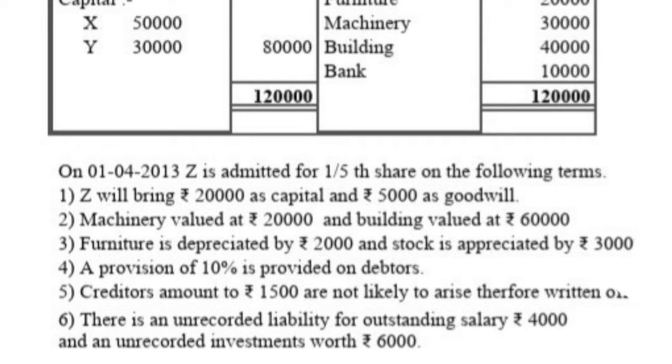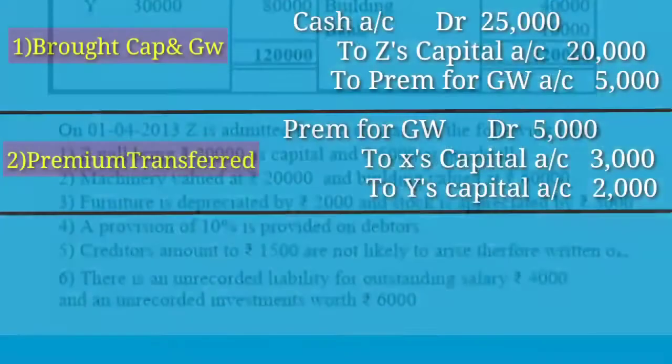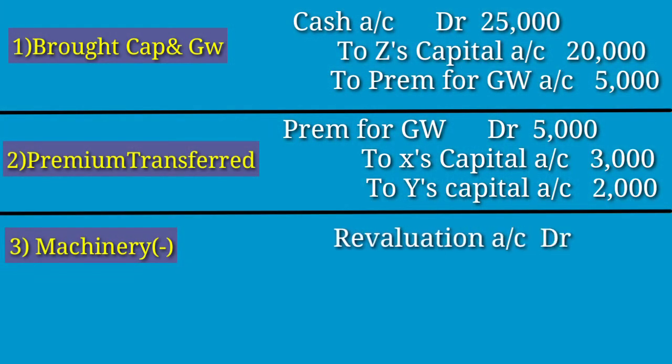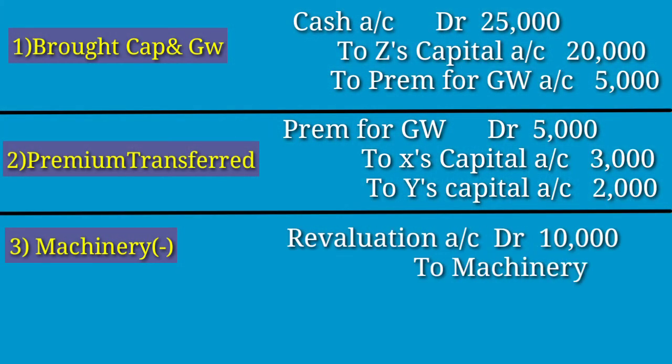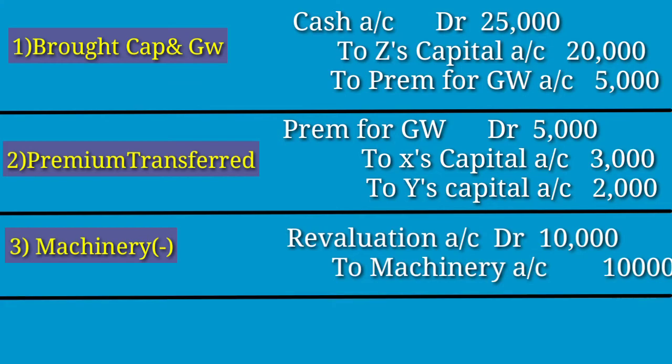and when a loss arises, we will debit the revaluation account. Okay, the difference amount is all we can record in the books of accounts. Here only 10,000 is decreased, so 10,000 is the loss amount. This 10,000 only we can record in the books. So the journal entry is revaluation account debit rupees 10,000 to machinery account rupees 10,000.